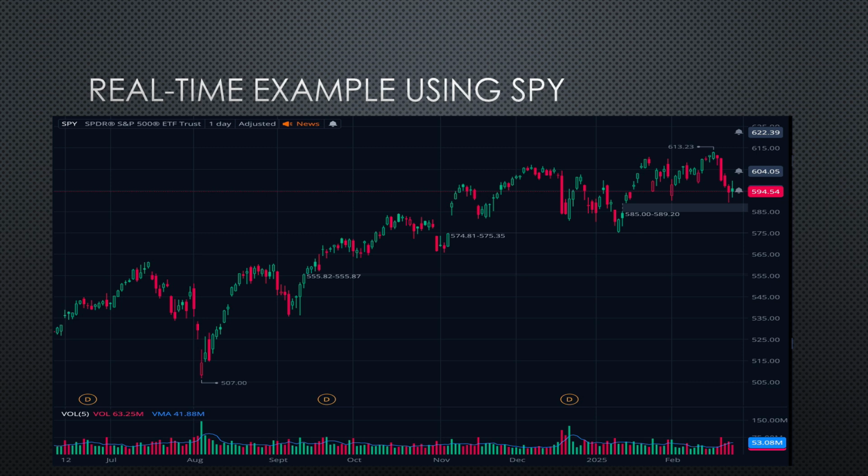Position size calculation. Maximum risk per contract, $40, the premium paid. Maximum allowable risk, $40. Since the premium aligns with your risk tolerance, you can purchase one contract. If the SPY falls below 590 before expiration, the value of the put increases. For example, if the SPY drops to 580, the intrinsic value of the option would be $10, 590 minus 580, making the contract at least $1,000.